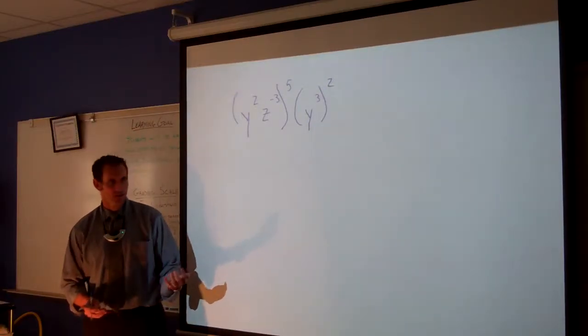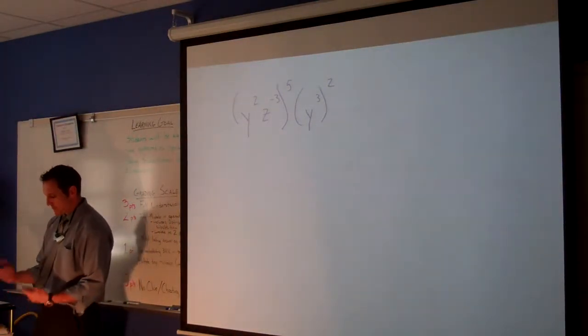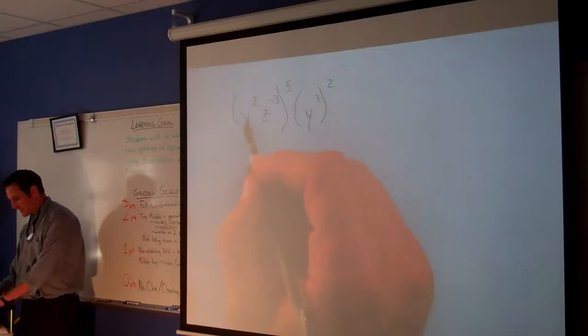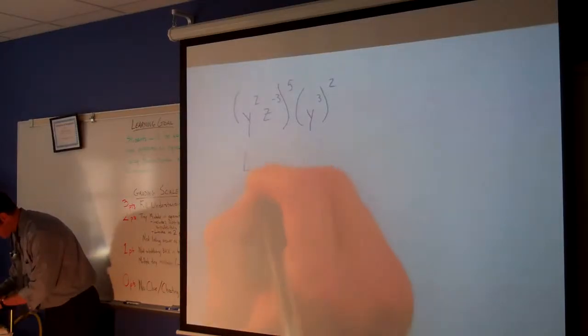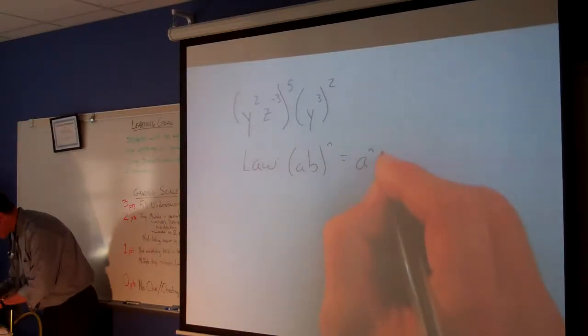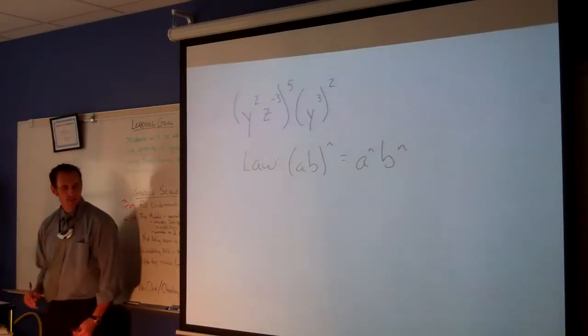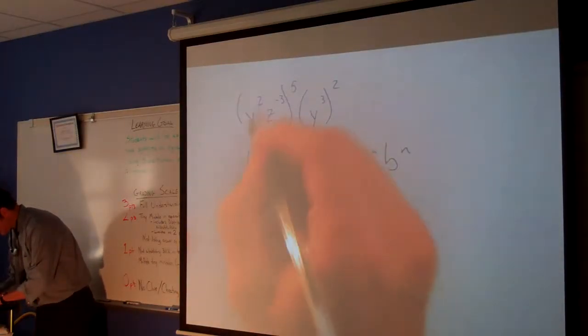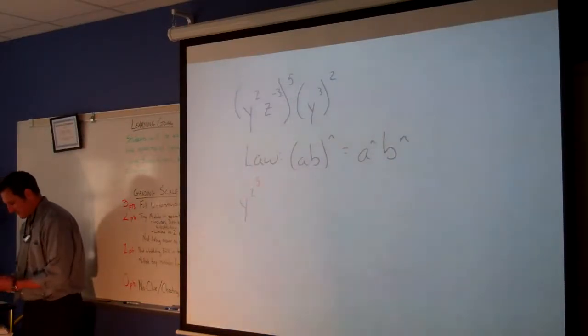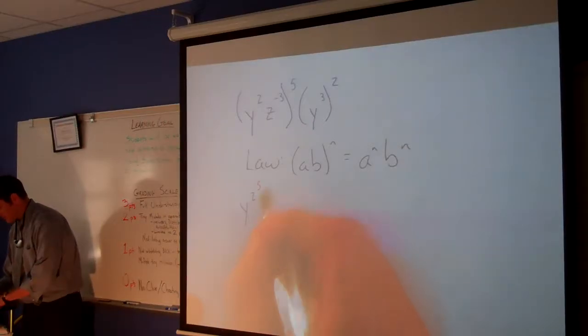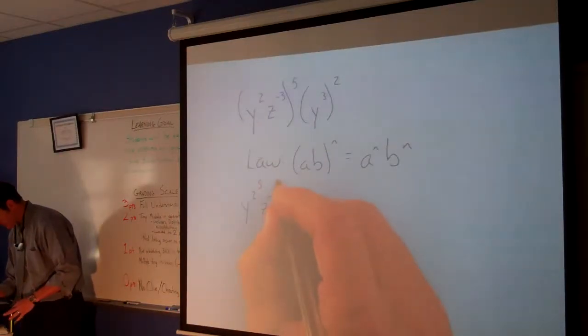So we learned about the laws today that if you have a product to a power, you can apply each base with that exponent. So we have y to the second power to the fifth power, z to the negative third power to the fifth power. That's that law. The law that states if you have a product raised to a power, you can apply that exponent to each base. Okay, so we have the y to the second power, but it's being raised to the fifth power. Now we have z to the negative third power, but that's being raised to the fifth power.